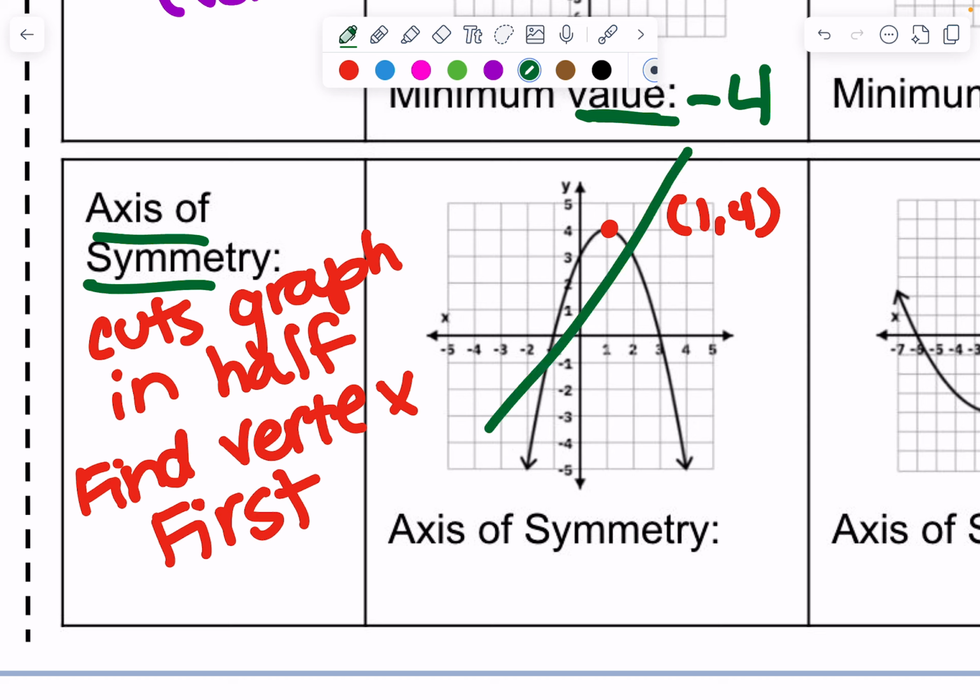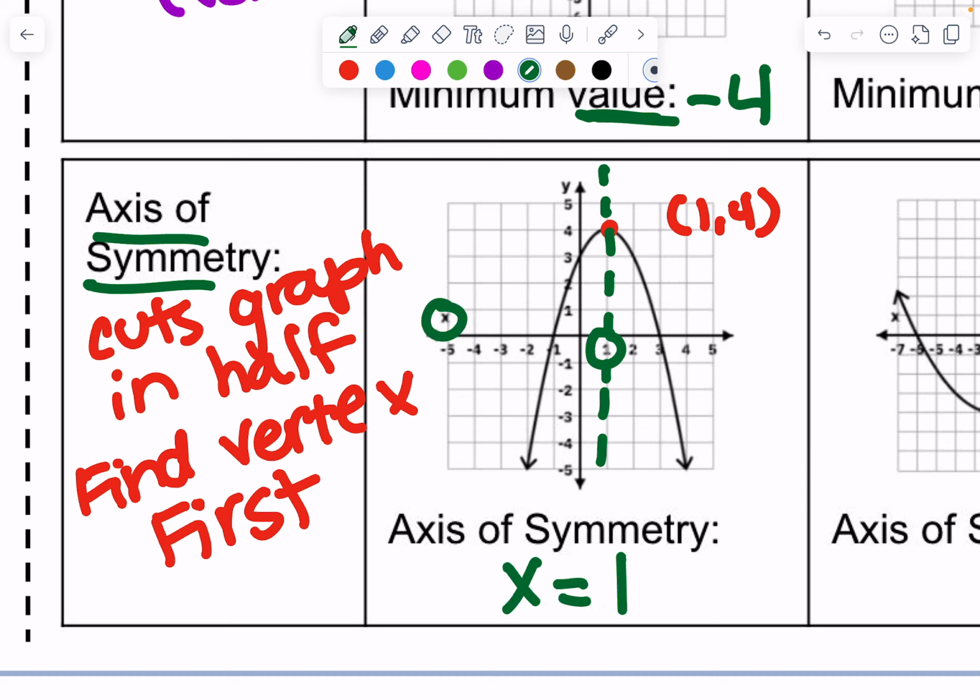If I draw a line here, it does not cut the graph in half perfectly. If I draw a line here, it does not cut the graph. But if I draw a line through the vertex, just like this, that cuts my graph in half. You have this side, which is now equal to this side. So if I look at that line, I touch 1 and I touch the x-axis. So my axis of symmetry is going to be x equals 1.